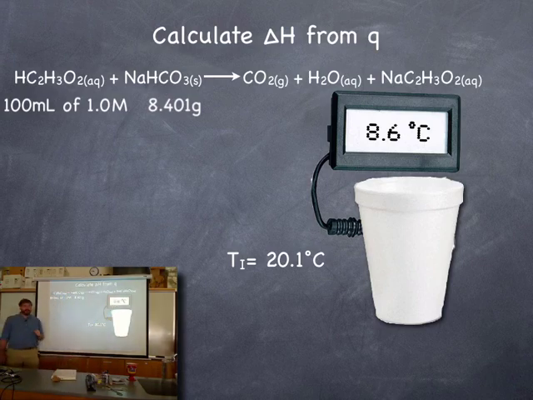And this is true. When you react baking soda and vinegar, the temperature actually goes down. It's an endothermic reaction. It absorbs energy from its surroundings. In this case, I had the vinegar reacting with the baking soda, and that absorbed energy from the water. Remember, this reaction is basically all taking place in water.